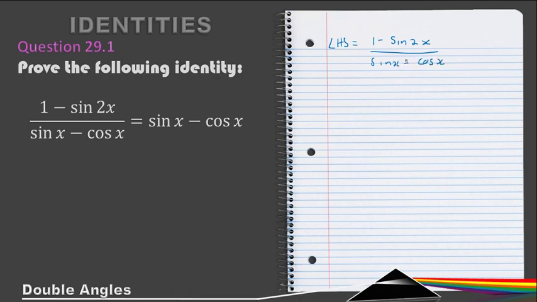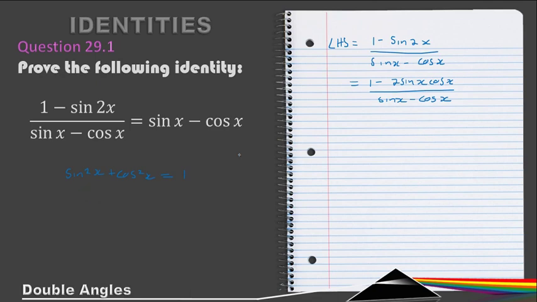Right, so now we can immediately see we can replace this. So 1 minus 2 sine x cos x over sine x minus cos x. Right. Now this looks like a dead end, except if we think about this 1, we know that sine squared x plus cos squared x is equal to 1.